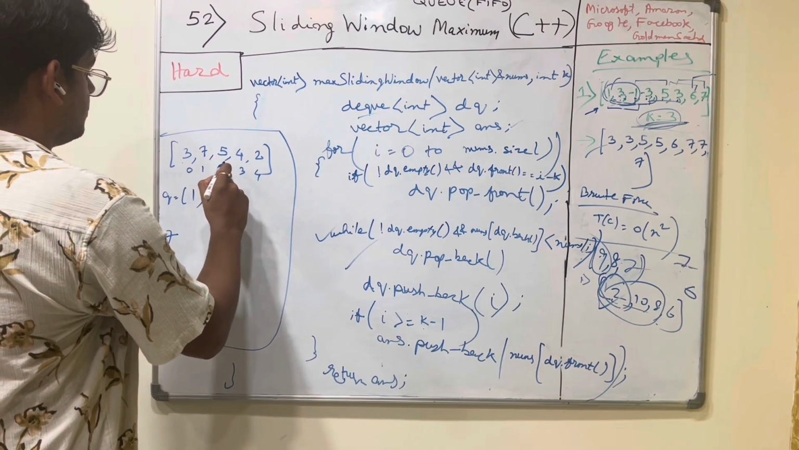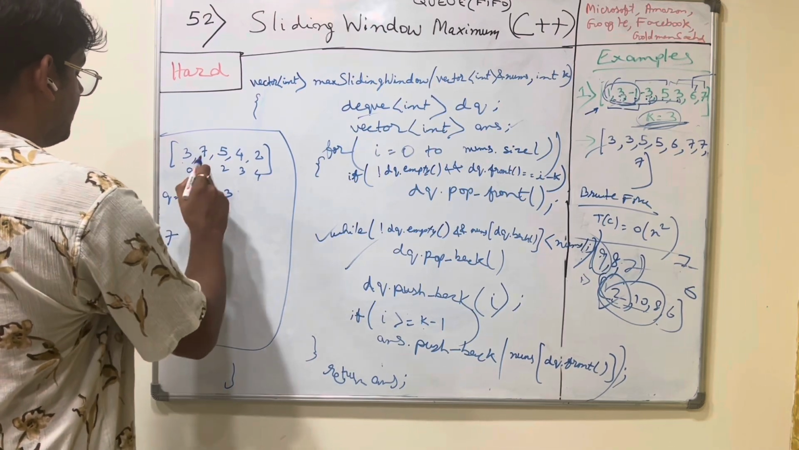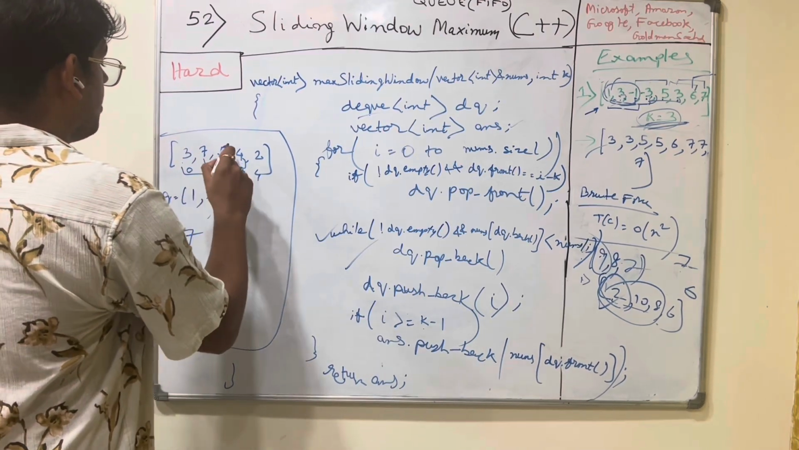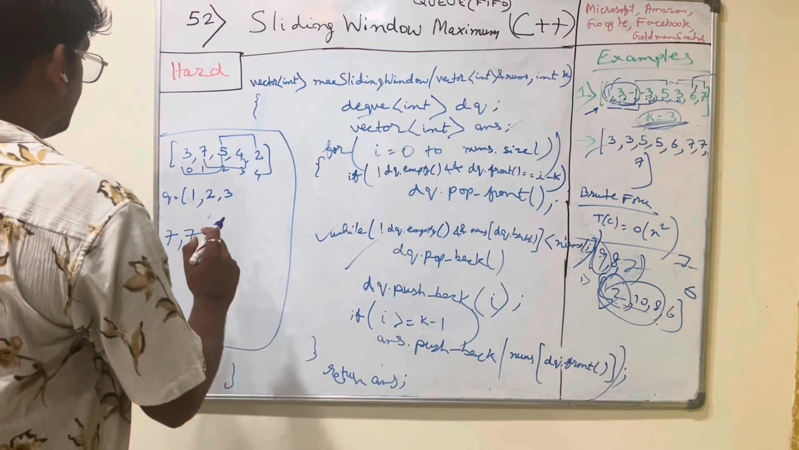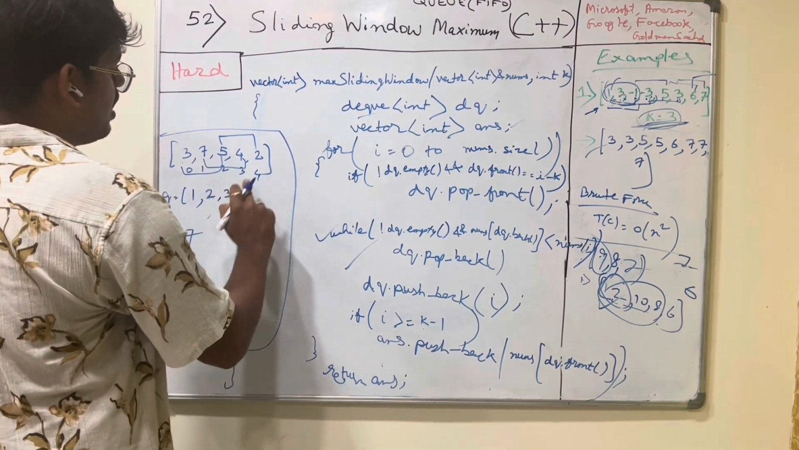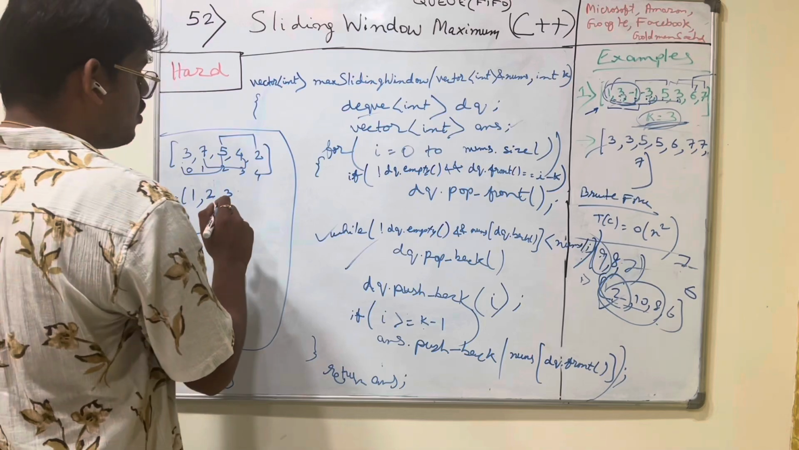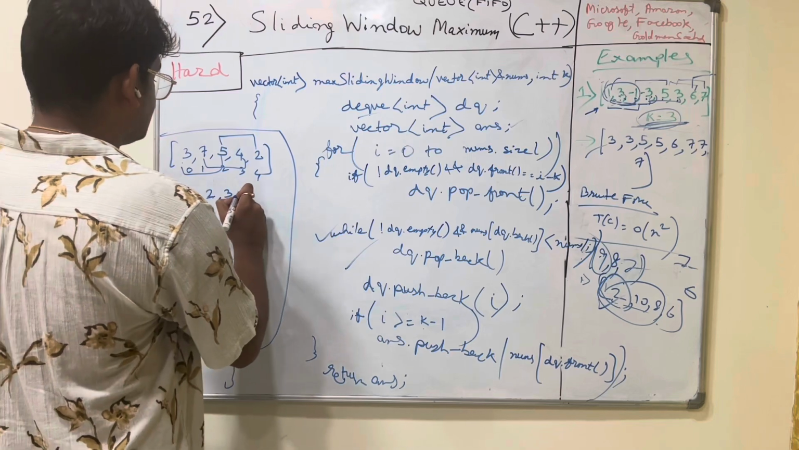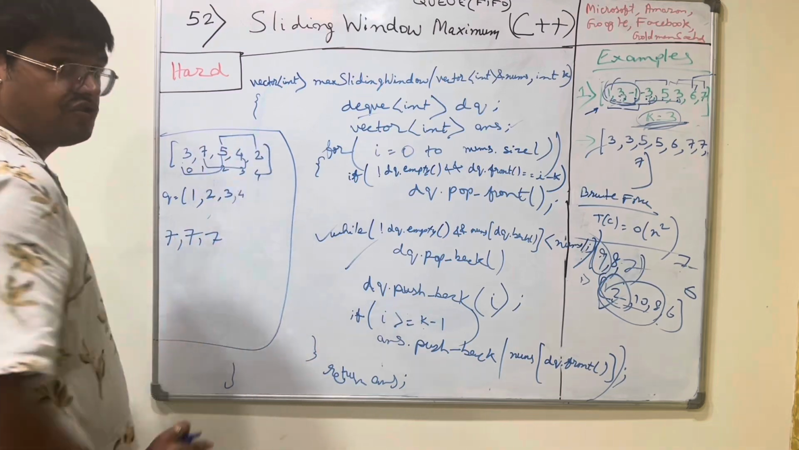When this 4 has come, at that time also the front element is 7 only. So both times 7 has come: 3, 7, 5 gives 7, and 7, 5, 4 gives 7. But when it is 5, 4, 2, 2 comes. We see we have 7 in the queue, 5 in the queue, 4 in the queue, and 2 is actually not greater than 4, so this condition is not fulfilled. What do we need to do? In this example, if this condition is not written, we will insert this and still our answer would be 7. But that is not right because the window has changed.